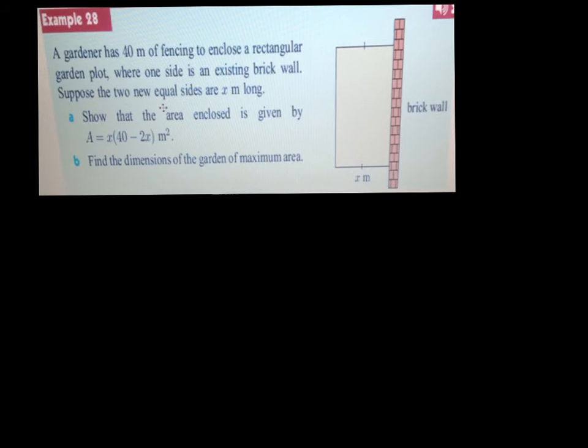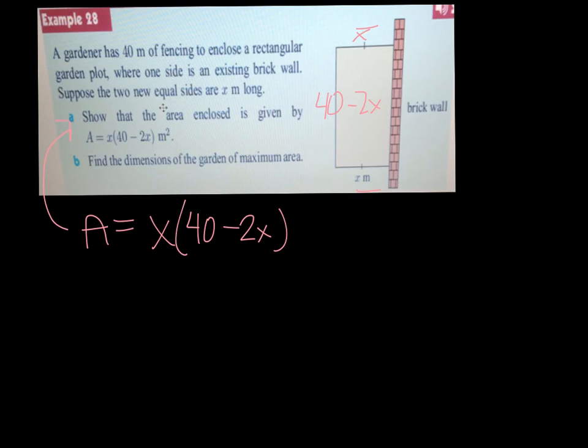A story problem. A gardener has 40 meters of fencing to enclose a rectangular garden plot. One side is against a brick wall. Suppose the two new equal sides are x meters long. Show that the area enclosed is given by. Okay, so if this is x, that means this is x up here. And if we have 40, then this is 40 minus the two x's that we already used. So the area equals x, length times width, so x times 40 minus 2x. And that is actually part A. It's just to show where we got that.